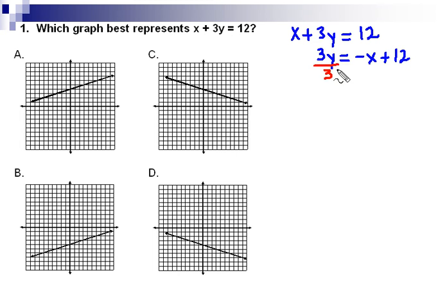Dividing each term by 3 will reduce to y equals negative 1/3 x plus 4. We are now ready to input this into our calculator.